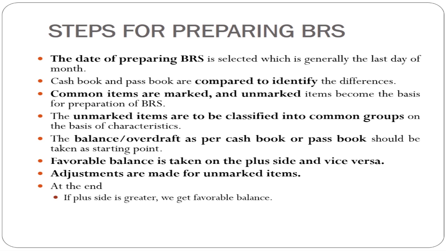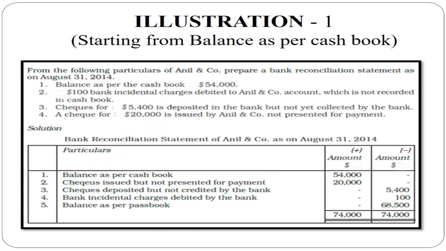In the given illustration, the statement is, from the following particulars of Anil and Company, prepare a bank reconciliation statement as on August 31st, 2014. Balance as per cash book, $54,000. $100 bank incidental charges debited to Anil and Company account which is not recorded in cash book. Third point, checks for $5,400 is deposited in the bank but not yet collected by the bank. A check for $20,000 is issued by Anil and Company, not presented for payment.